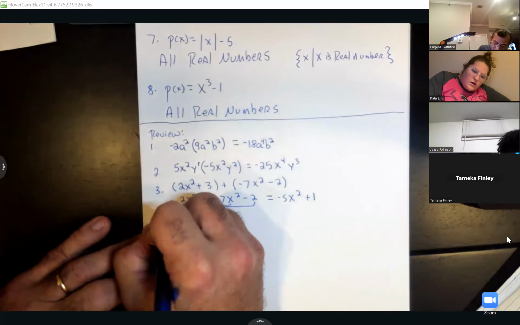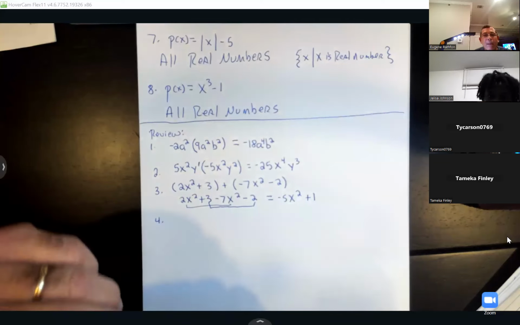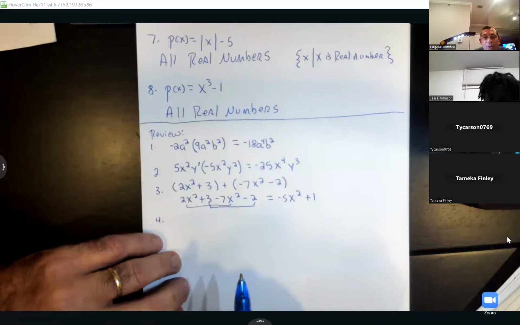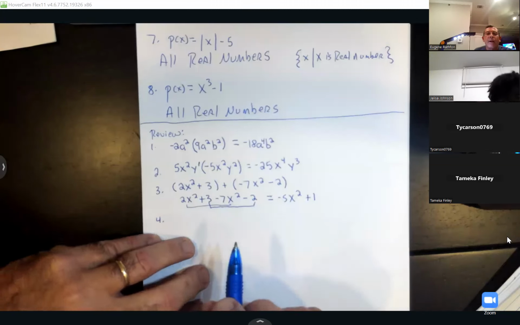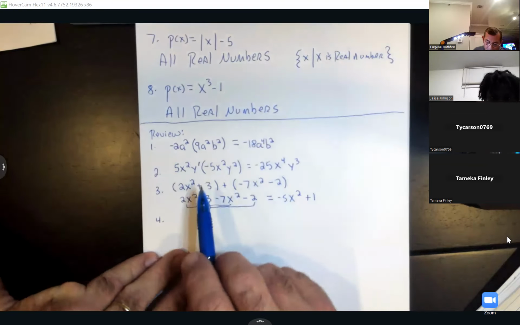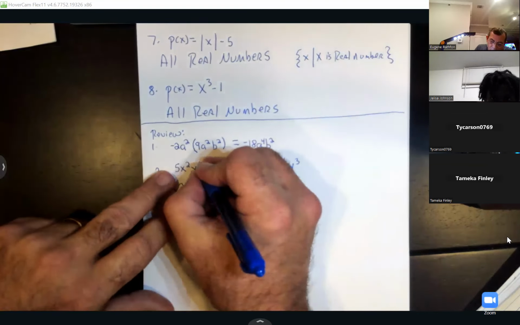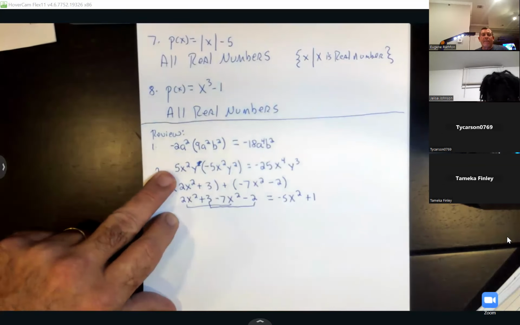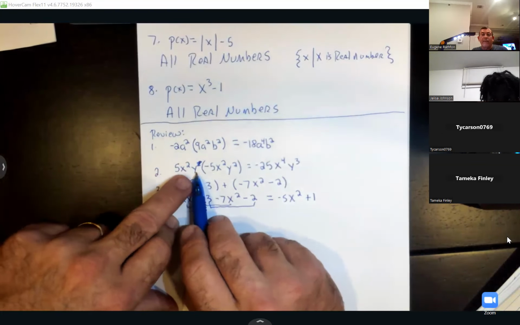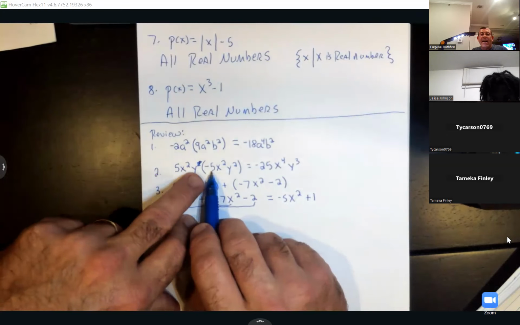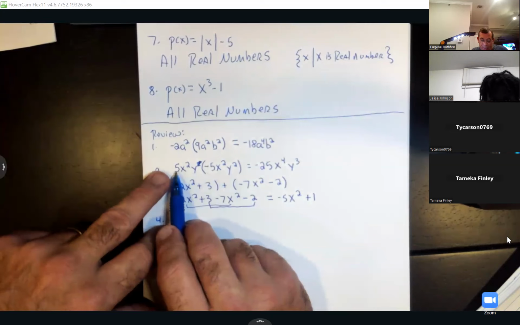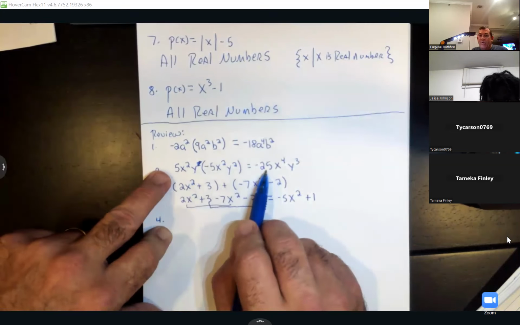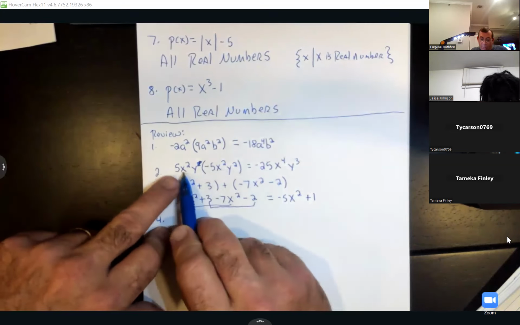Final answer. I'm sorry, I had a question for number 2. Okay, which one? Number 2. Because you're multiplying, where you get the 1 and the 2, I'm not understanding that. Okay. So when I started, I didn't even have a number here. I just had 5x squared y times negative 5x squared y squared. So I started with my numbers. 5 times negative 5 gave me negative 25. Exactly. I went with the x's.